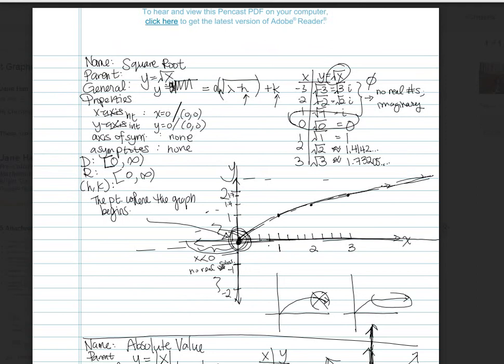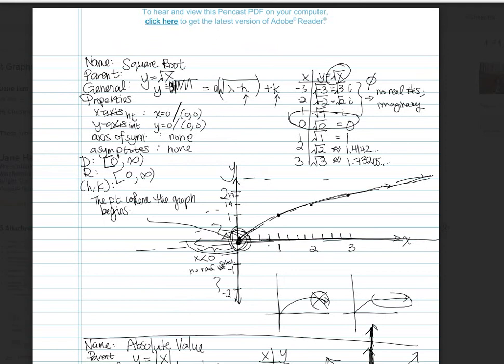As far as some properties, for the x-axis, we can't have any negatives under our square root. So that means when x is equal to 0, we're going to start at the origin. And when y is equal to 0, we're starting at the origin. Okay, so let's go to our xy table. So I'm going to choose -2, -1, 0, 1, and 2.